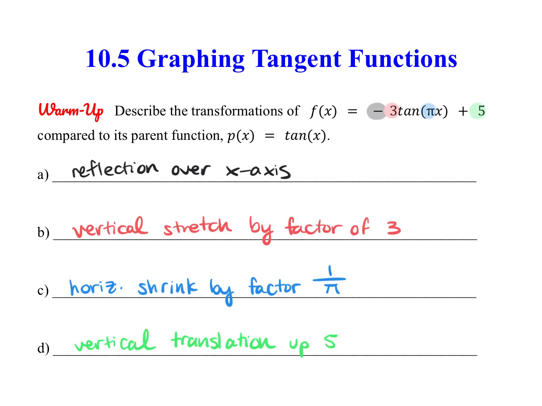All right, go ahead and check your work here. We have that reflection over the x-axis, vertical stretch by a factor of 3. This one's a little tricky, a horizontal shrink, because the factor is the reciprocal of that b value. So the factor is 1 over pi. And then we have the vertical translation up 5.